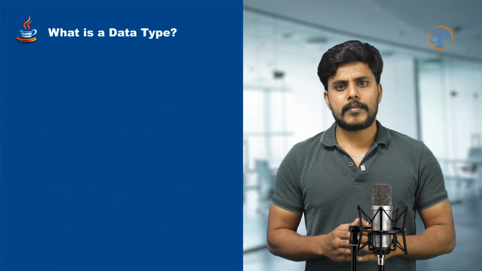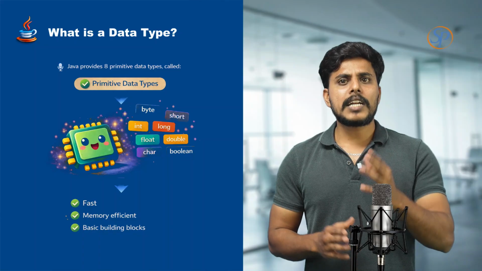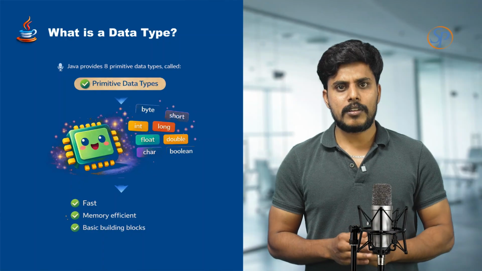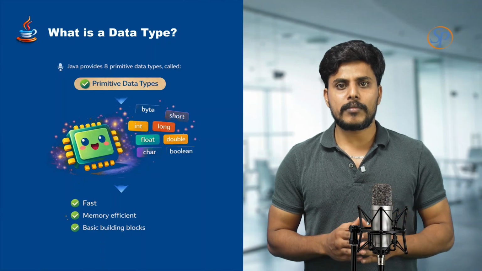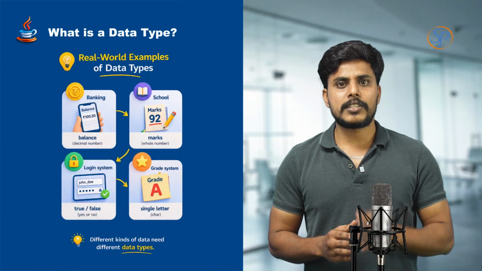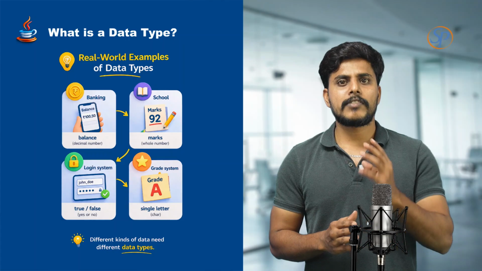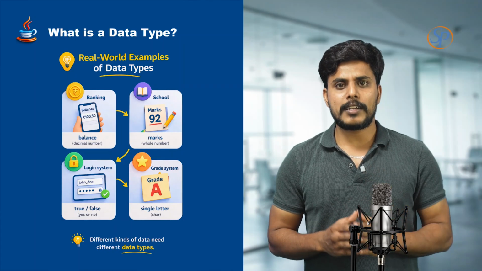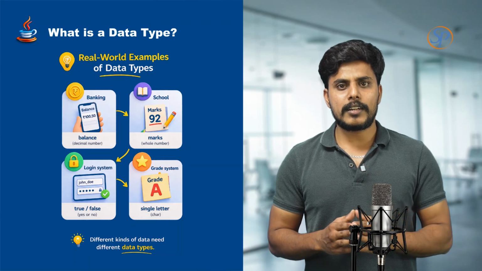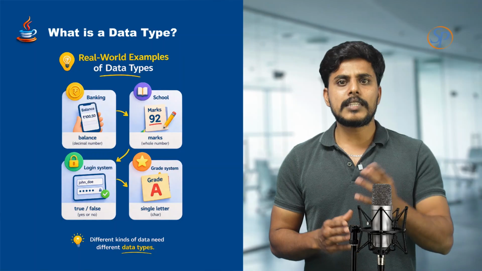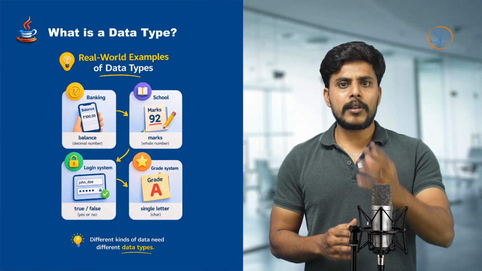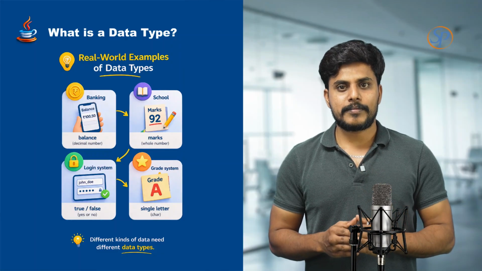What is a data type? A data type defines what kind of value a variable can store, how much memory it will use, and what operators can be performed. Let me explain this with simple examples. If I want to store age, I use a number type. If I want to store price, I use a decimal type. If I want to store true or false, I use a boolean type. If I want to store a single letter, I use a character type. So, depending upon the data, we choose the data type.